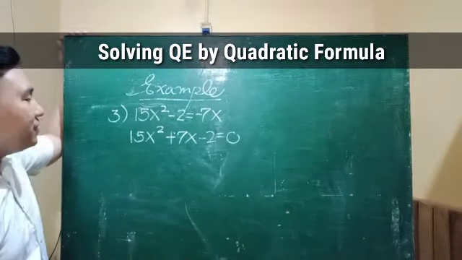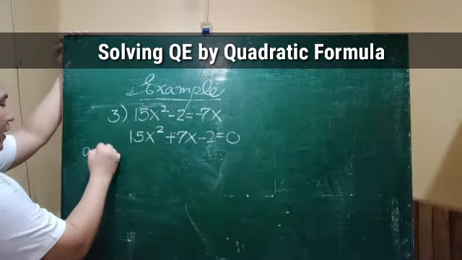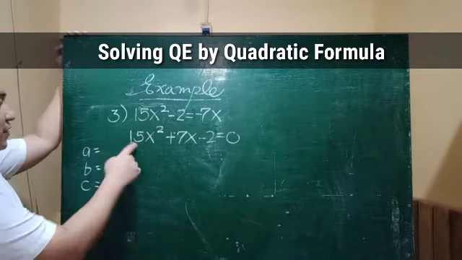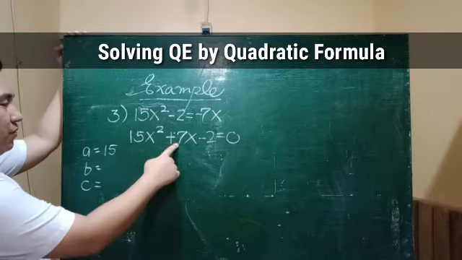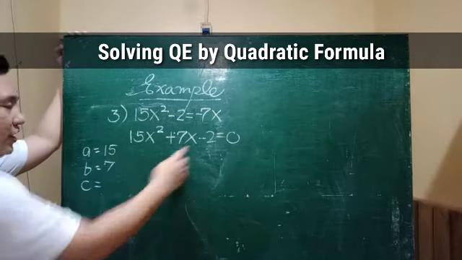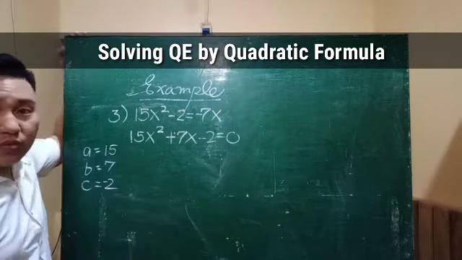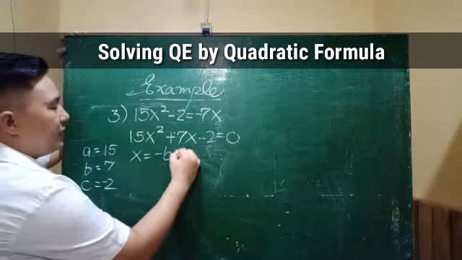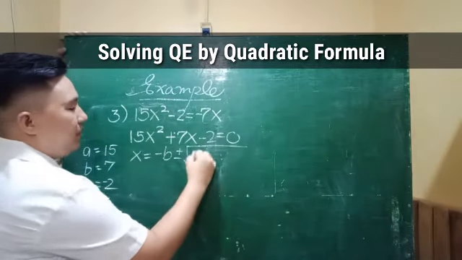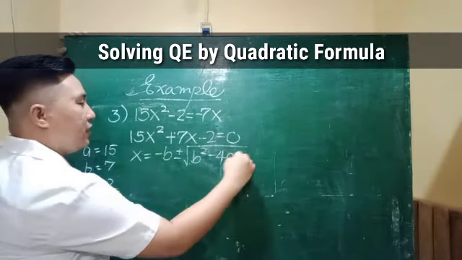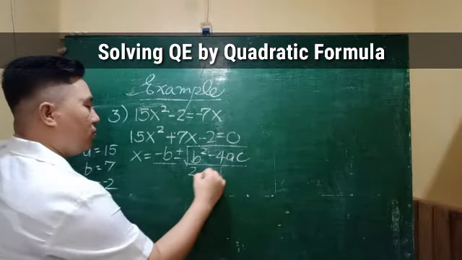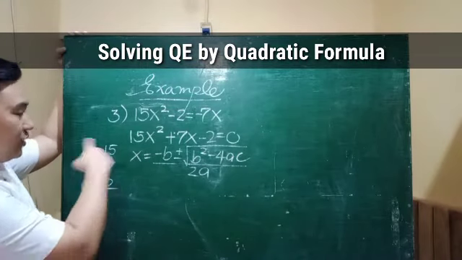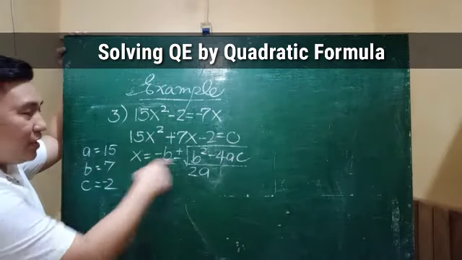Okay? Next, identify the value of A, B, and C. So, our A is 15, our B is 7, and our C is negative 2. Next formula, x equals negative b plus and minus square root of b squared minus 4ac all over 2a. Okay? Next step, replace natin tong values ng A, B, and C sa ating formula.